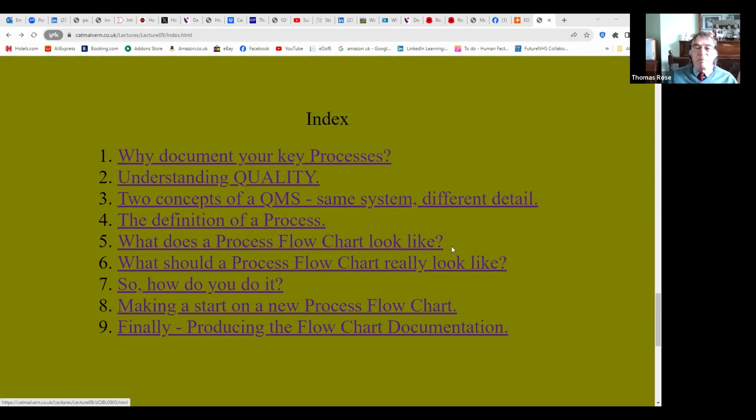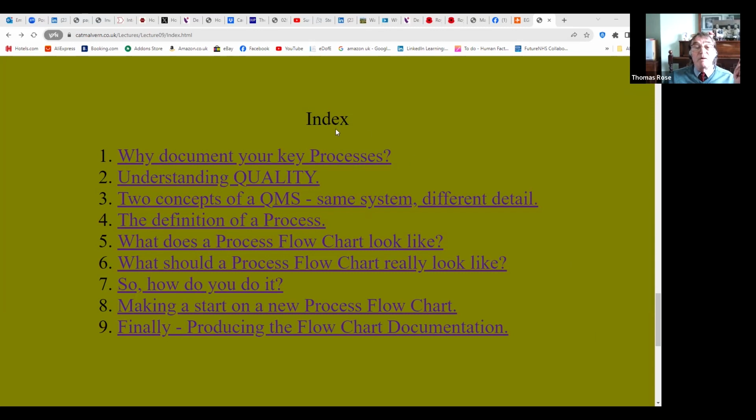Then I'm going to talk about what a process flowchart looks like, because how you produce your process flowchart means a lot to the people that are going to be using that flowchart in the future. It's got to be clear and simple. And then I'll say what a process flowchart really should look like, instead of how we're told it should look like. And then how to do it, how to create your own flowchart, making a start on process flowcharting, and finally producing your own flowchart documentation. So I'll get straight on into that.